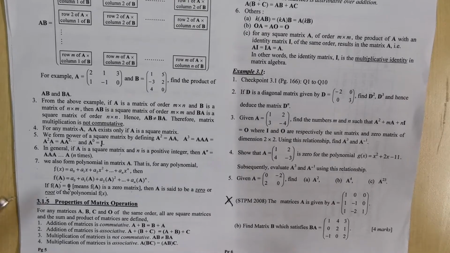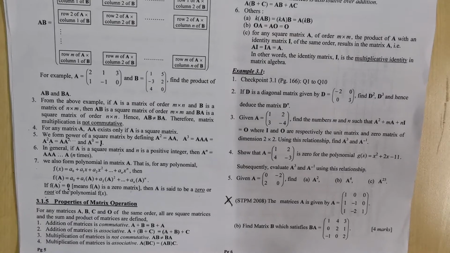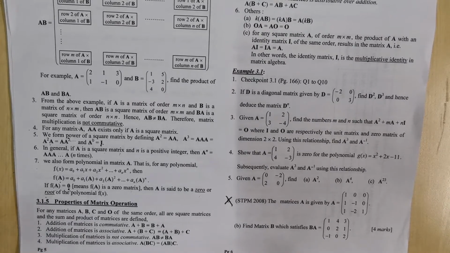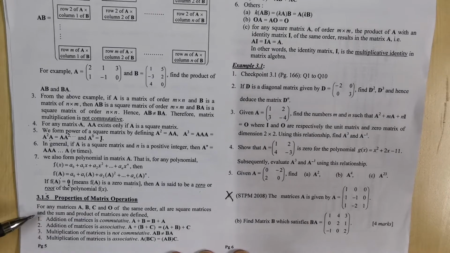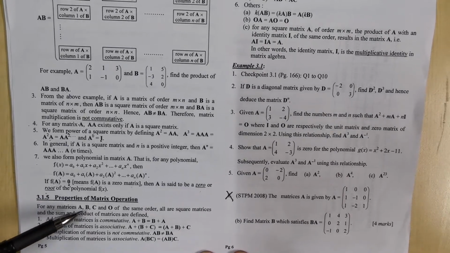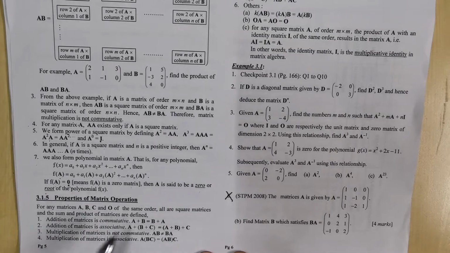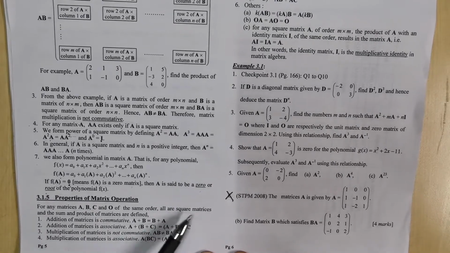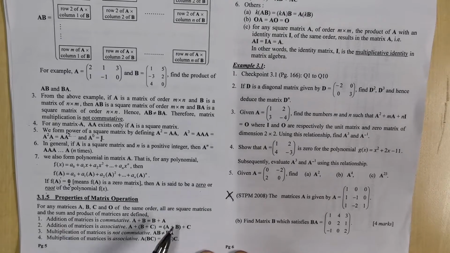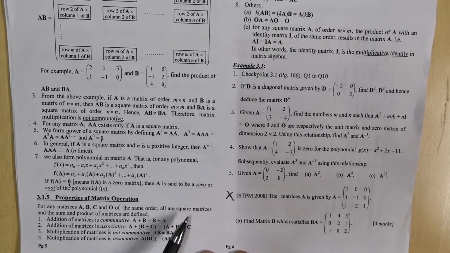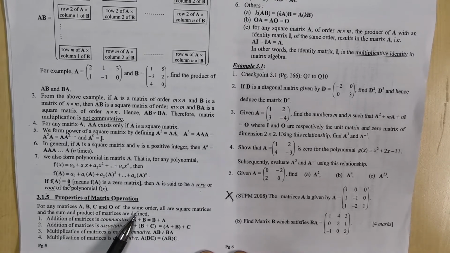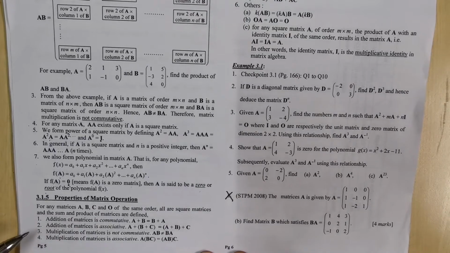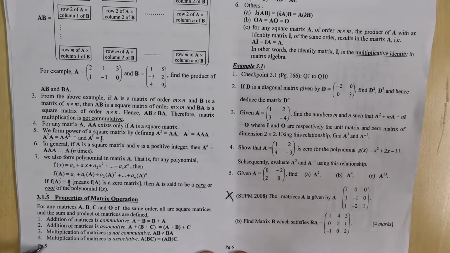Okay. All right. Properties of matrix operation. This is something like we repeat what we have done just now. Still can see it. All right. So for any matrices A, B, C, and the null matrix of the same order, all are square matrices. You see, these properties apply to square matrices only, and the sum and product of matrices are defined. So there are altogether 6 properties that you should know.